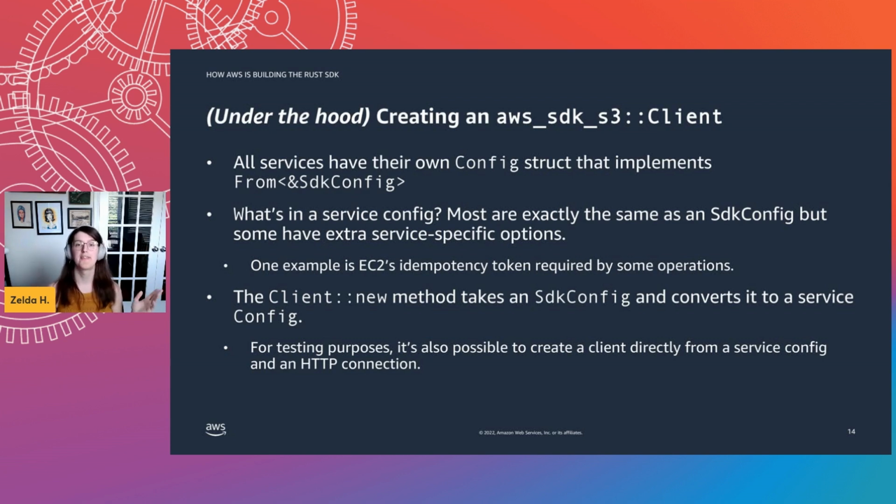One example of a specific thing is that our Elastic Compute Cloud service, EC2, requires an idempotency token to be sent with a lot of different requests. So when creating a service client, the client new method takes that reference to an SDK config. It's calling that from impl under the hood to convert it to a service config, and then storing that within itself. And for testing purposes, it's totally possible to create a client directly from a service config and an HTTP connection. And we're going to look at that a little bit later.